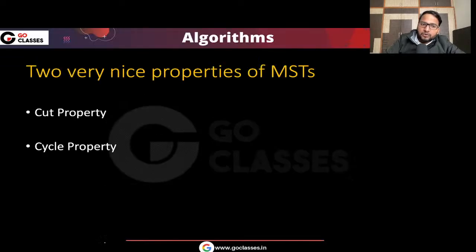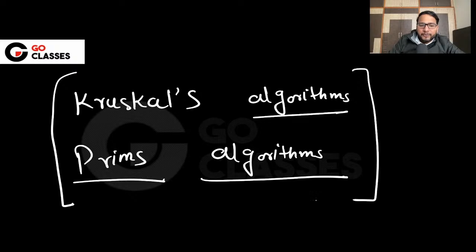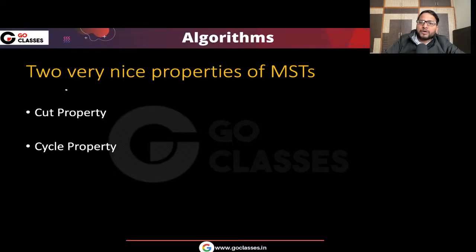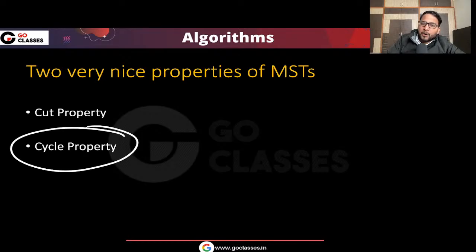There are two very nice properties of MSTs. Before I tell you these two algorithms, let me introduce you to these properties. The first property is called the cut property. Another property is called the cycle property. So there are two properties that we are going to see first, and then we will see the algorithms.